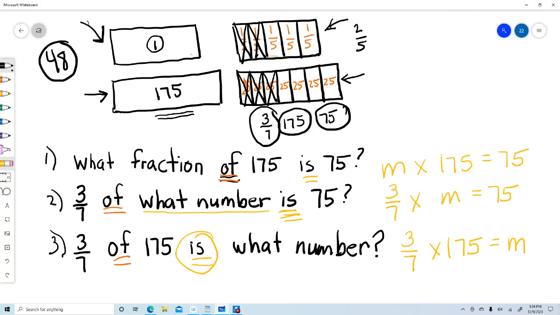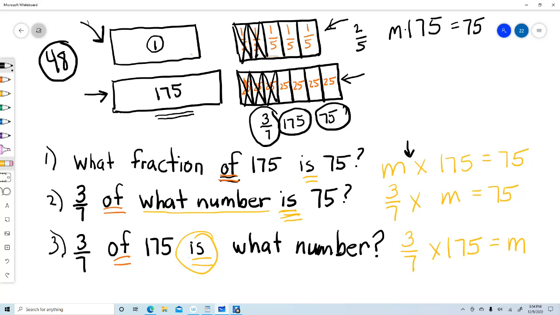So let me take m. Now, I have m in my first one here. I have m times 175. I'm just going to write m and 175 next to it, okay? Because when a variable is next to a number, that implies multiplication, and that equals 75. For any algebra equation, I want to get my variable alone on the left-hand side, and I want to get my values over on the right-hand side. So I need to get m all by itself.